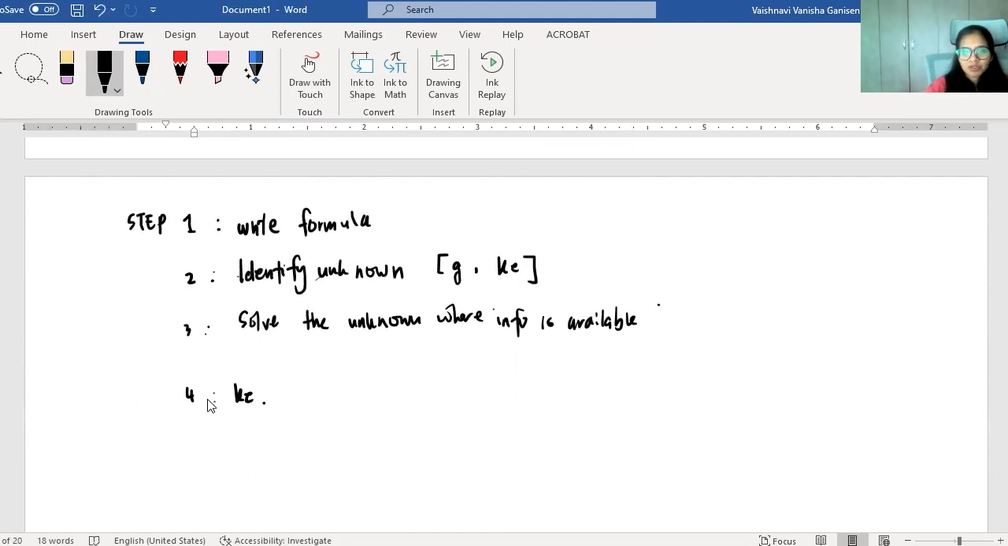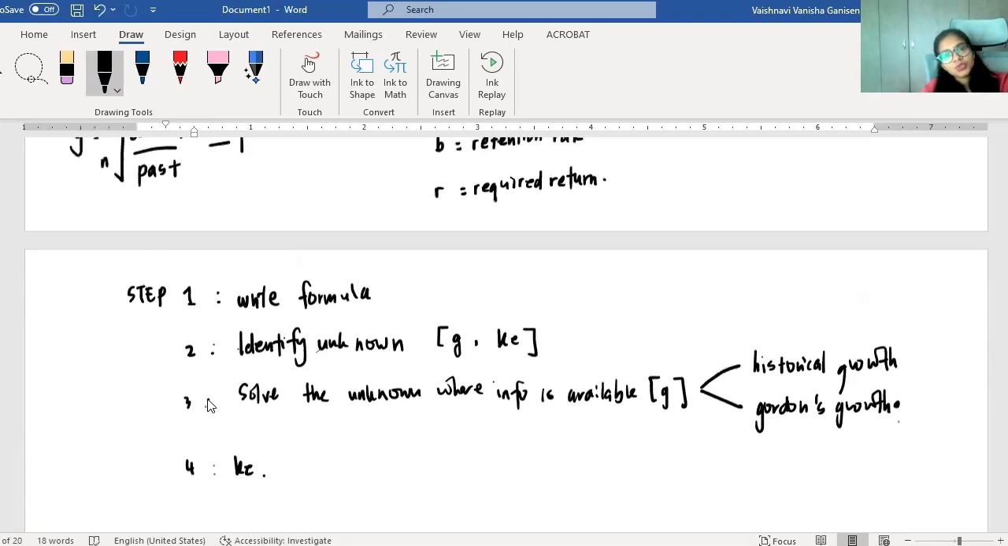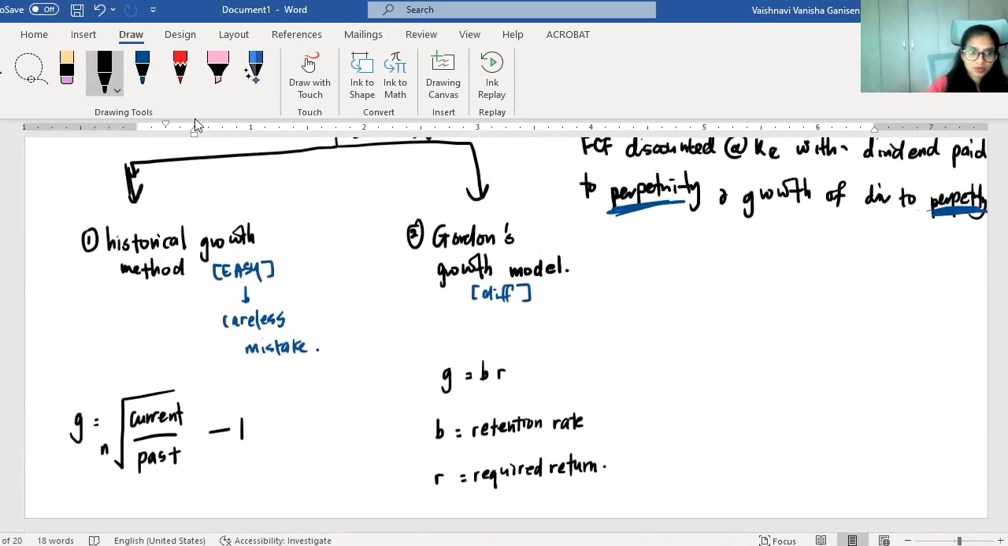So here, what I'm talking about is G. You need to decide whether you use the historical growth model or the Gordon's growth model. Back to your growth formula, I'm not going to go into the details now because then it will be a little bit too much of a mess.